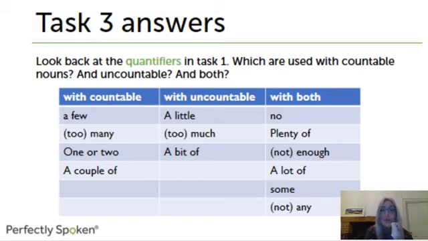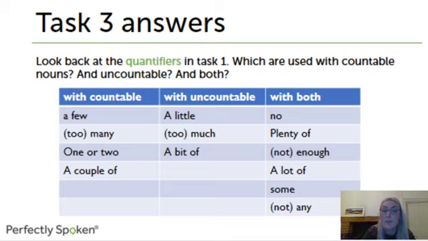With uncountable nouns, we've got a little. So, for example, a little alcohol, but not too much. Again, with uncountable, much or too much, not too much. And a bit of work. Don't forget the of there. Yeah, it's not a bit work, a bit of work. So they're the ones that are only used with uncountable nouns.